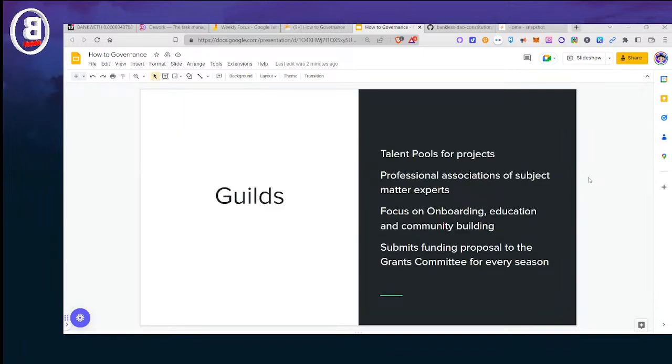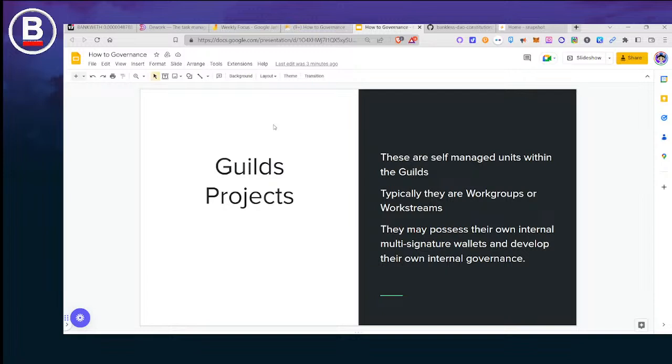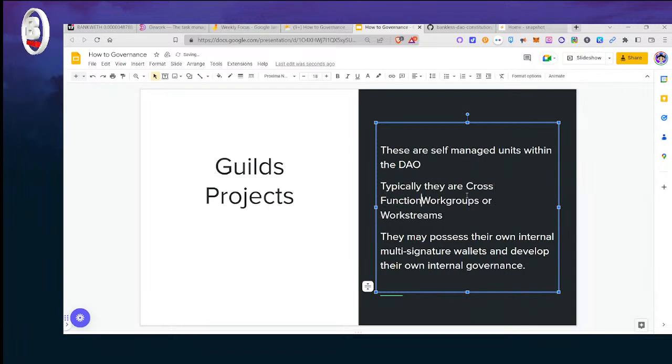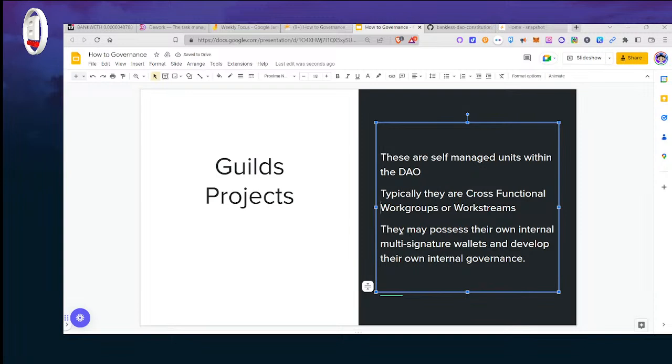And, you know, projects. Guilds are essentially talent pools for projects. And according to our constitution or handbook, they are professional associations of subject matter experts. Their goal is to focus on onboarding, education, and community building. Guilds often submit funding proposals to the grants committee every season. Guilds are self-managed units within the DAO. Typically, they are work groups or work streams, and I would add that they are cross-functional in nature. They may possess their own internal multi-signature wallets and develop their own internal governance.